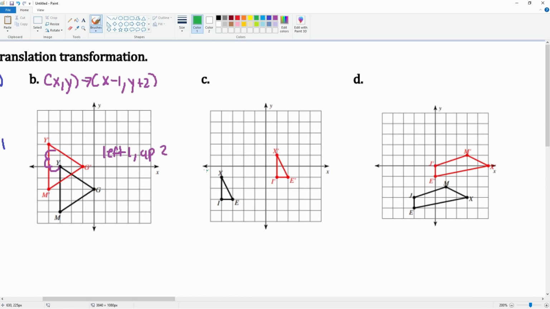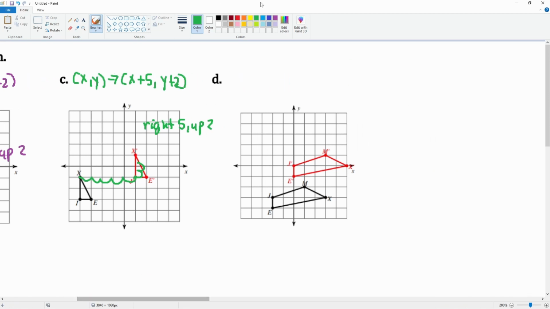Let's take a look at C. So the x goes 1, 2, 3, 4, 5. So you went right 5. And then you went up 1, 2, up 2. So any point here, x comma y, arrow, x plus 5, that is the right 5, and y plus 2 is the up 2.